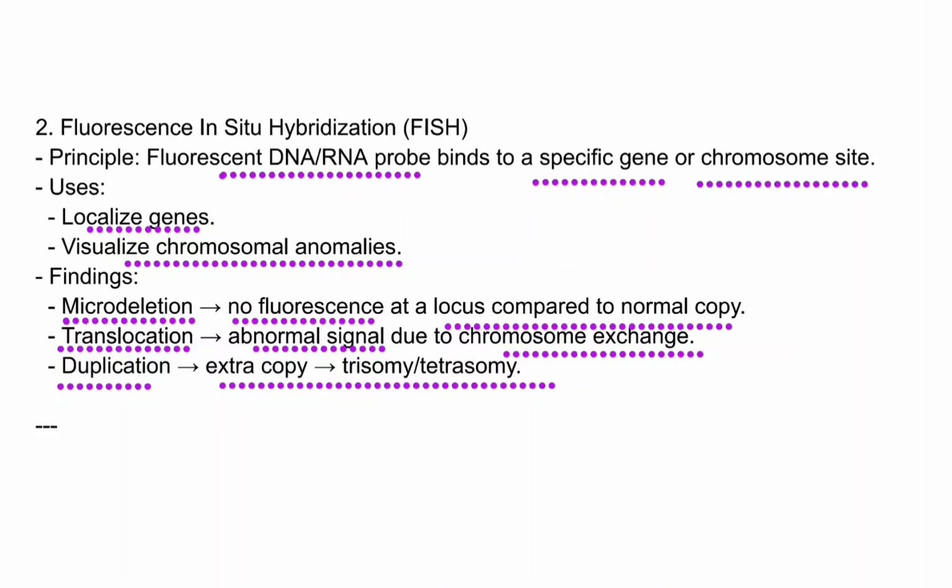It basically uses a fluorescent, that is stained, DNA or RNA probe to study a specific gene or chromosome. So it localizes genes and visualizes chromosomal anomalies. Findings: microdeletion, if there is no fluorescence at the locus compared to a normal copy, it means there is a microdeletion of the gene. Translocation, abnormal signal due to chromosome exchange. And duplication, extra copy. If there is an extra copy, then there is trisomy or tetrasomy.